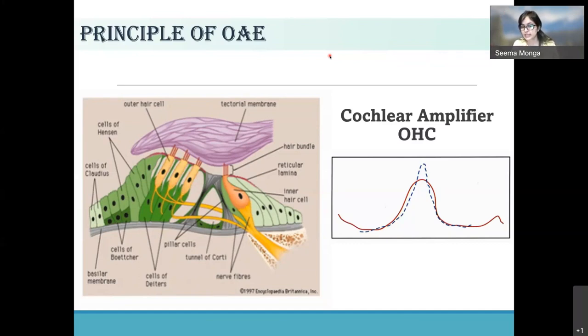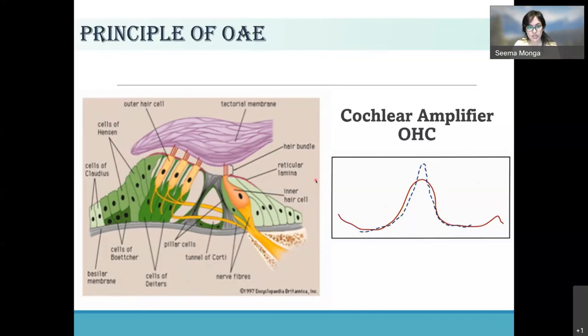So outer hair cell acts as a cochlear amplifier. Whatever action potential, this action potential, you can see, this is the action potential. What is OHC doing? This blue mark, it is making the action potential taller and amplified. So outer hair cell makes the sound amplified, basically. This is how you can remember.